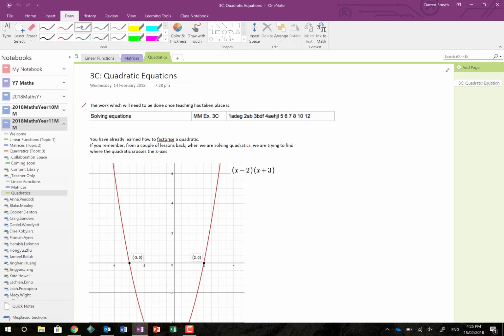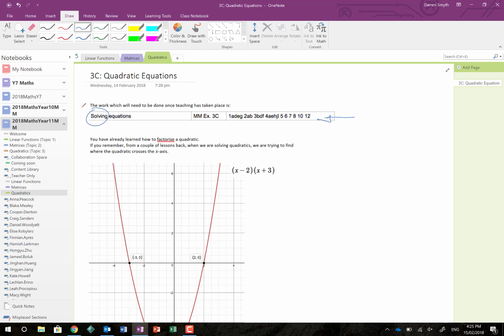Previously, and this is building on the work we have done, we are now going to be looking at solving equations. At the end of the lesson, if you would be so kind as to complete that work, I would be grateful. And yes, homework is to make sure that you complete that work.